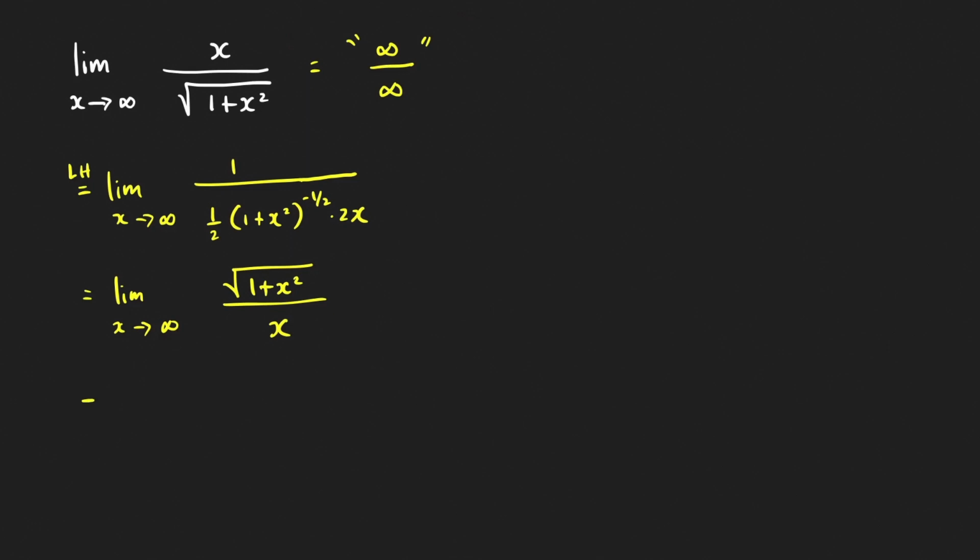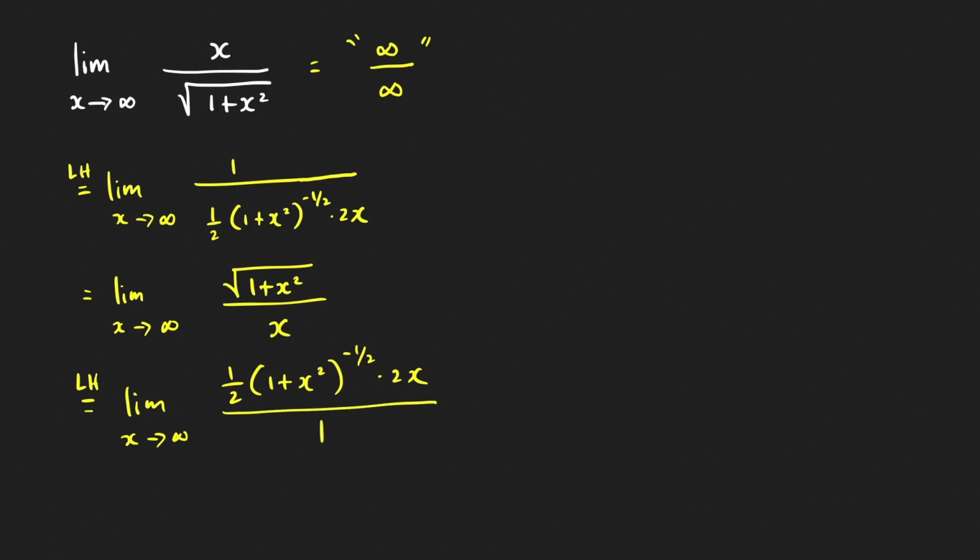And if you apply L'Hopital's rule again, we'll get the limit as x approaches infinity of 1/2 times the quantity 1 plus x squared raised to negative 1/2 times 2x, the derivative of 1 plus x squared, and then all over the derivative of x, which is equal to 1. And our expression is again equal to what? The limit as x approaches infinity of x over the square root of 1 plus x squared.